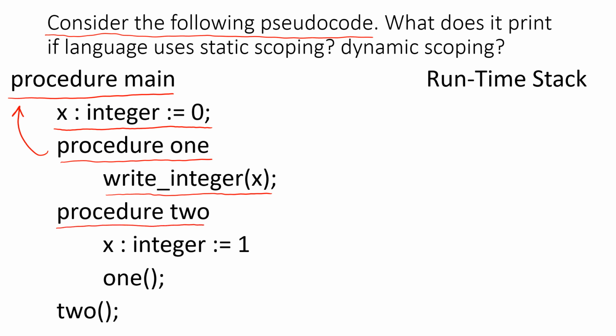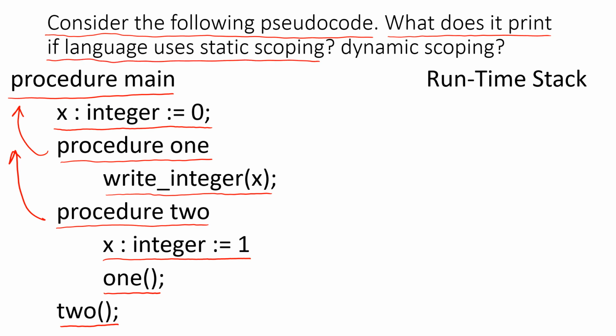Then we have procedure 2, which is also defined in procedure main. Procedure 2 contains declaration for variable x along with the initial value 1. And then procedure 2 contains a call to procedure 1. Finally, we have code for main, which simply calls procedure 2. Now we want to know what does this program print if the language uses static scoping rules, and what does it print if the language uses dynamic scoping rules.